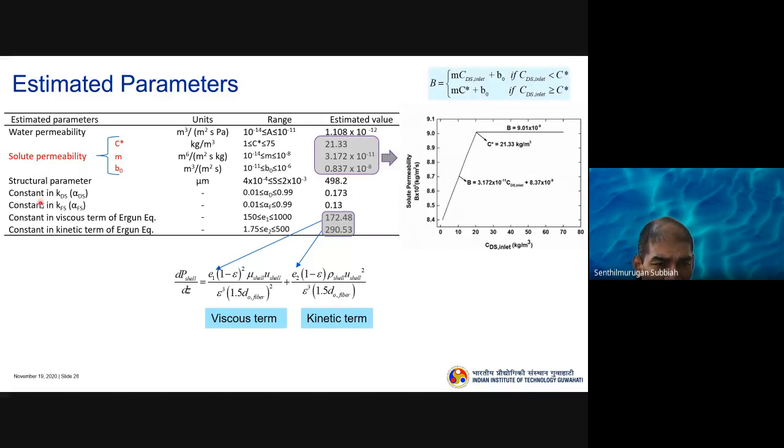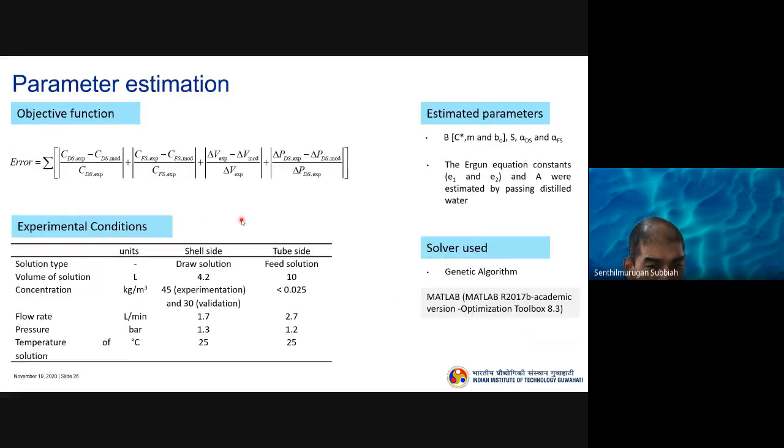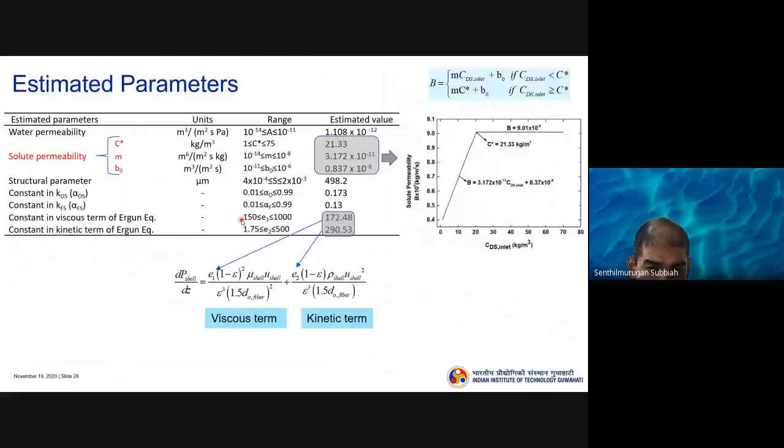And then the other parameters, like the Yergin equation parameter, was estimated using pure water permeability data. And then the mass transfer coefficient: when we use film theory, we will have a mass transfer coefficient for the system of equations. For example, the KFS and the KDS. These are the mass transfer coefficients for the cell side and the tube side, which is feed side and draw side. These parameters are estimated by using experimental data.